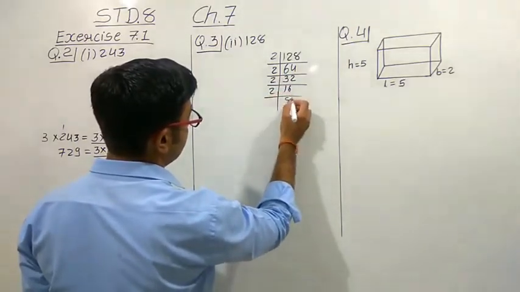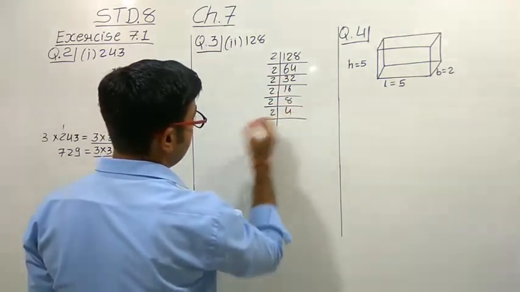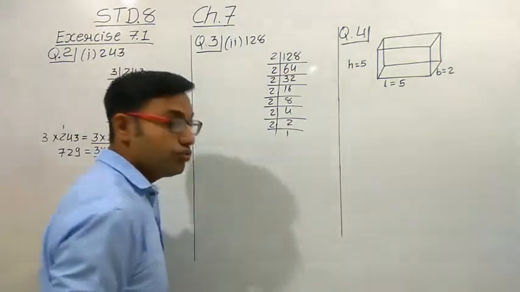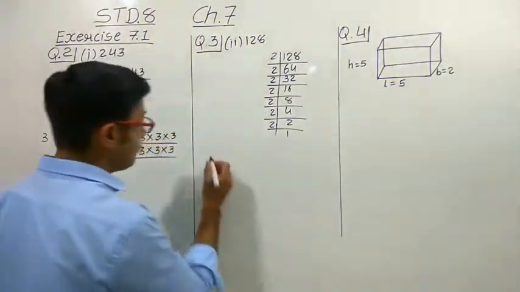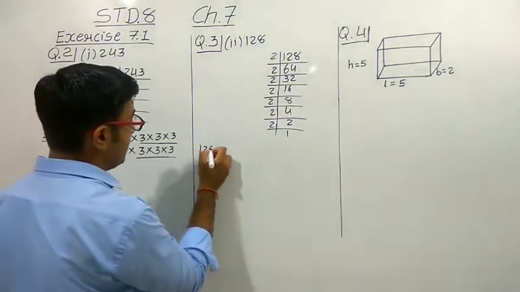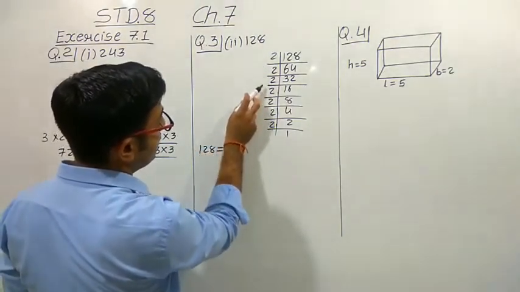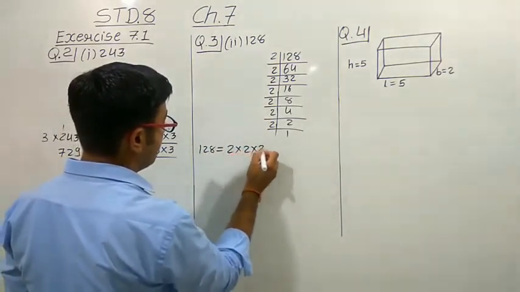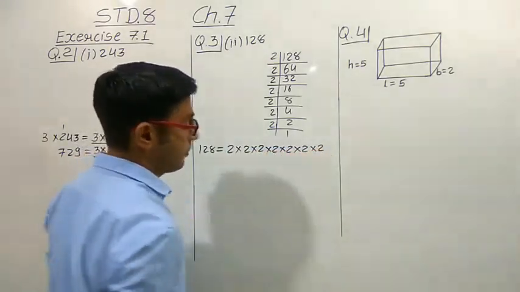Again with the 2 we get the 8, with the 2 we get the 4. Again we divide with the 2, we get the 2, and again we divide it with the 2, we get the 1. So this is how we factorize this 128. So we can write down here 128 as a multiple of how many 2? 1, 2, 3, 4, 5, 6 and 7.